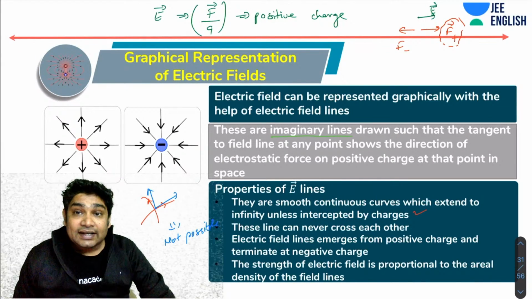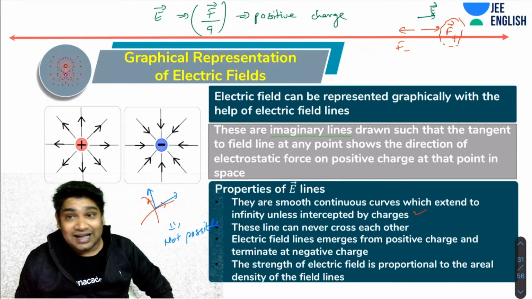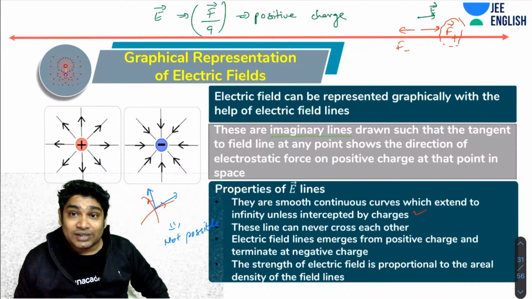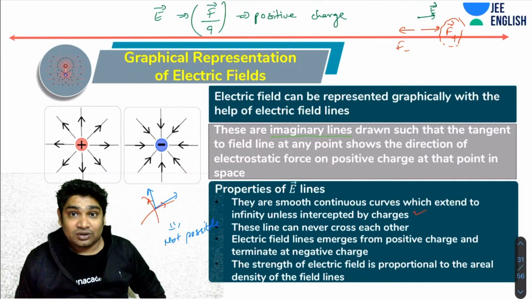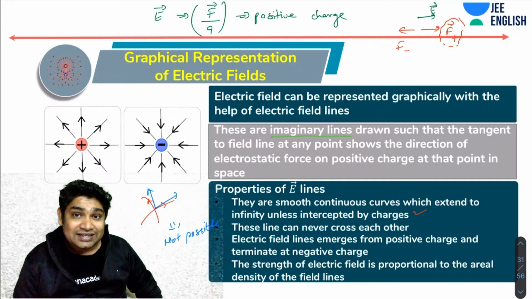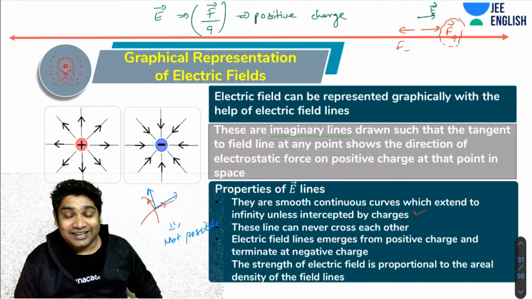Next, electric field lines always emerge from positive charges and terminate at negative charges. And finally, the strength of the electric field is proportional to the area density of the field lines. So at any point, if you find the concentration of the field lines per unit area, that is directly proportional to the electric field intensity.